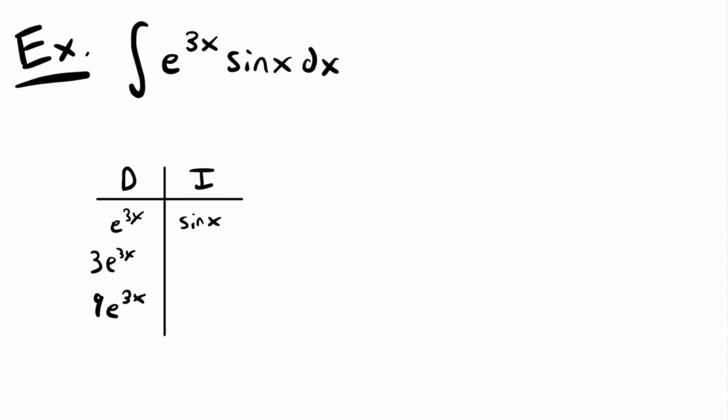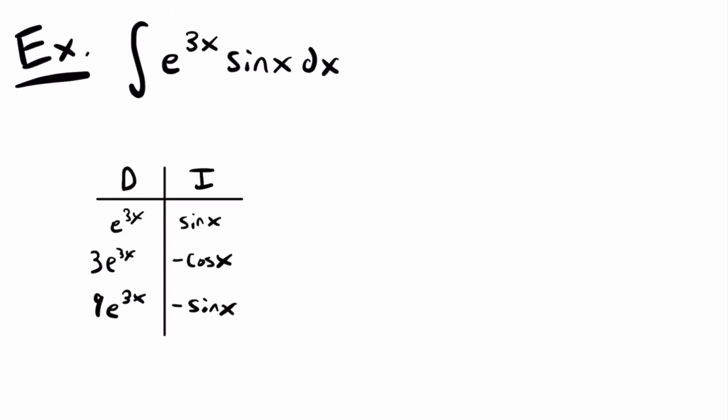Now you've probably noticed by this point that this derivative column is never going to reach 0, right? In our previous 2 examples, this column always reached 0, which told us where to stop. But in this case, that's not going to happen. And it's also not going to happen for our integral column. If we take the integral of sine x, that's equal to negative cosine x. So we'll have negative cosine x. And then if we take the integral again, the integral of cosine is sine. So this is negative sine x.